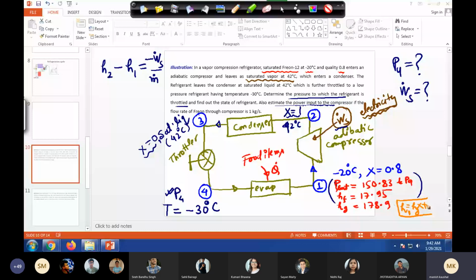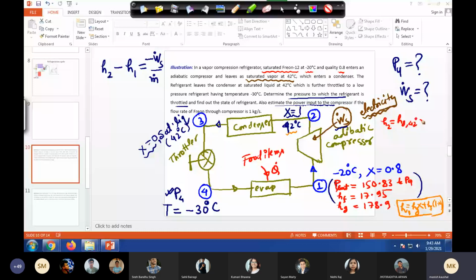Then we go to H2. Now H2 is also a saturated vapor, and quality is 1 at 40 degrees. So H2 will simply be, yes Bhavna? H2 will be Hg directly, right? At 42 degrees Celsius, we are saying quality is 1. So we know H2 also. I can write H2 here: H2 is nothing but Hg at 42 degrees Celsius. That you can check.